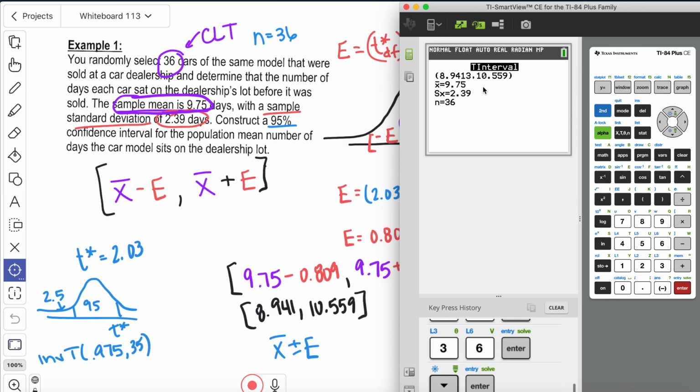So for your homework and for your test, I want you to use the calculator, unless I specifically make you use it by hand. But for the most part, all of these intervals can be done using the calculator.